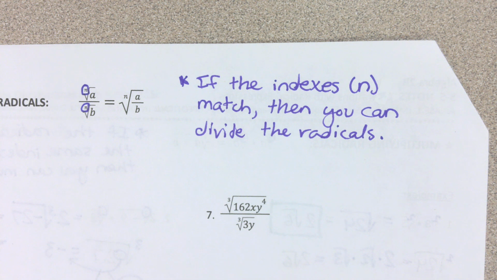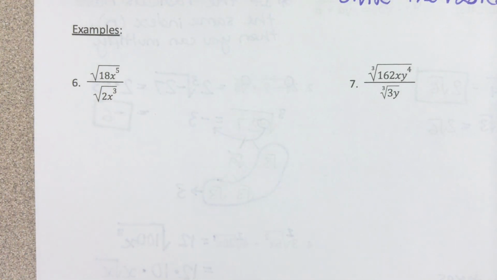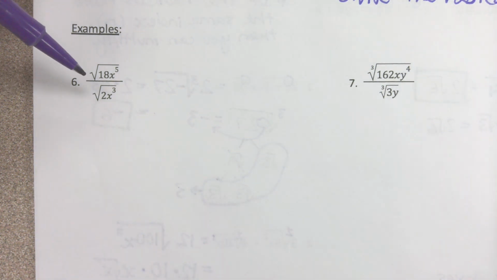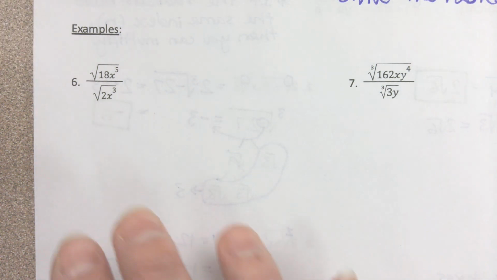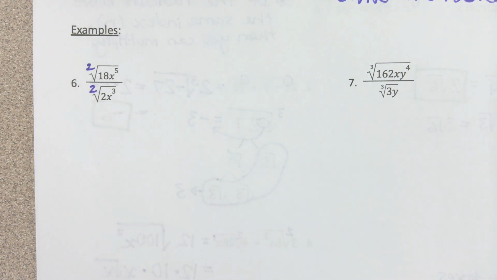So what you're going to find here is multiplying and dividing. They have the same rules. And then adding and subtracting, they have the same rules, but they're different from multiplying and dividing. So when we get there, that's just going to be the big obstacle for some, is just keeping those rules straight. Only 2 examples here. Number 6, we have the square root of 18x to the 5th over the square root of 2x cubed. Both of them are square roots, so we can divide them.